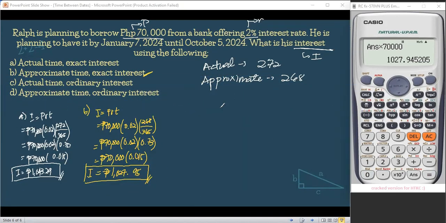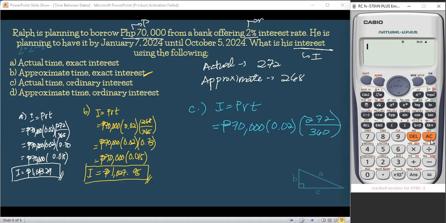So for letter C naman po, still we have I is equal to PRT. And the principal is 70,000 pesos times the rate of 0.02 times the time. We have the actual time, so that is 272 over the ordinary interest. So since ordinary interest siya, 360. So we have, calculator po uli natin from right to left. Okay, so we have 272 divided by 360. That will give us 0.76 approximately.